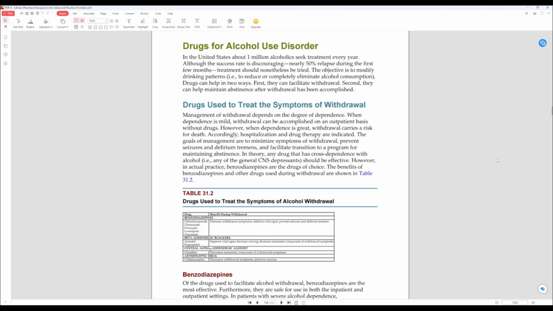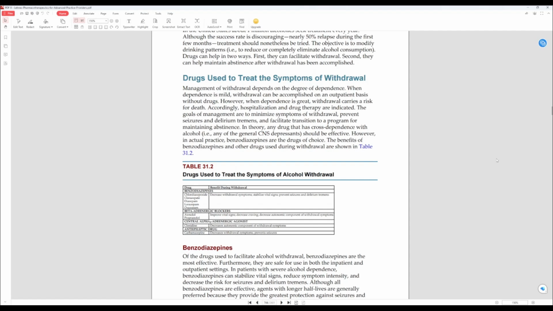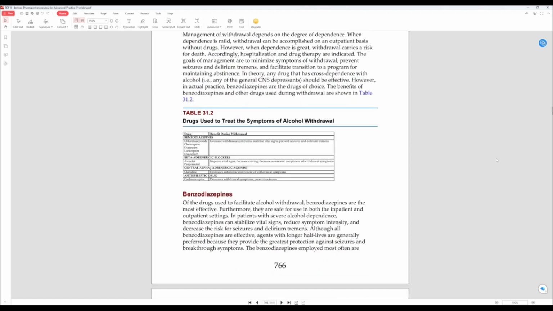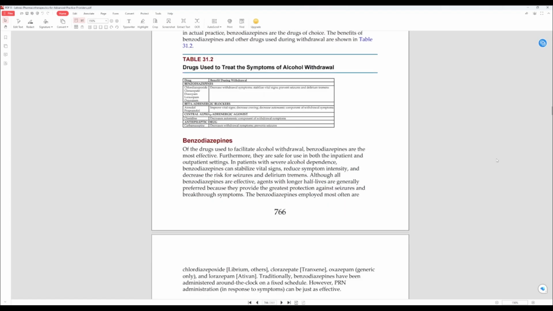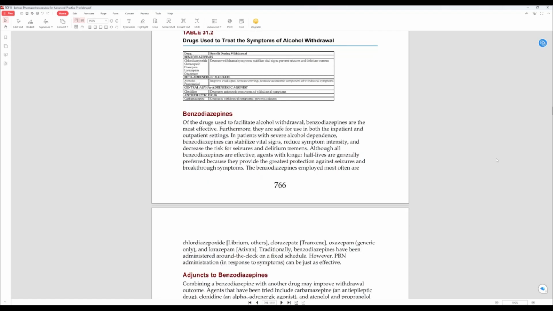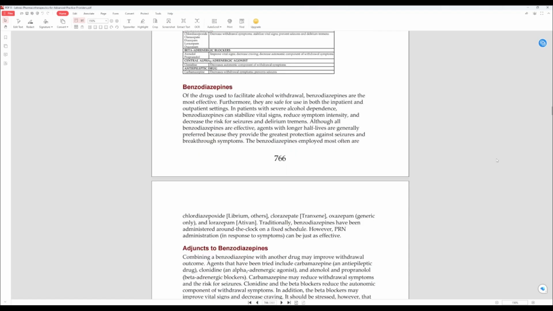However, in actual practice, benzodiazepines are the drugs of choice. The benefit of benzodiazepines and other drugs used during withdrawal is shown in the following table. And again, here's an excellent spot to hit pause if you're unfamiliar with the different medications we can give during alcohol withdrawal. Again, the big ones would be your benzodiazepines, your beta adrenergic blockers, your central alpha adrenergic agonists, and the anti-epileptic drugs. So we'll speak now on some of the benzodiazepines.